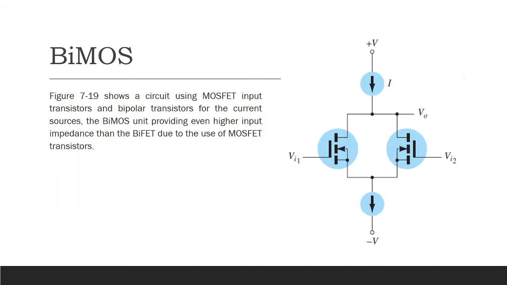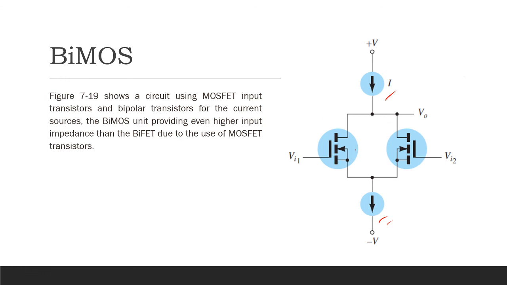Now, ito naman, BIMOS na circuit naman to. Mas pinasimple pa actually. Ginawa na lang constant current source dito, constant current source dito. But, syempre, meron tayong sarili-sariling circuit na mga constant current sources natin. So, the BIMOS unit provides even higher input impedance than the BiFET due to the use of MOSFET transistors.